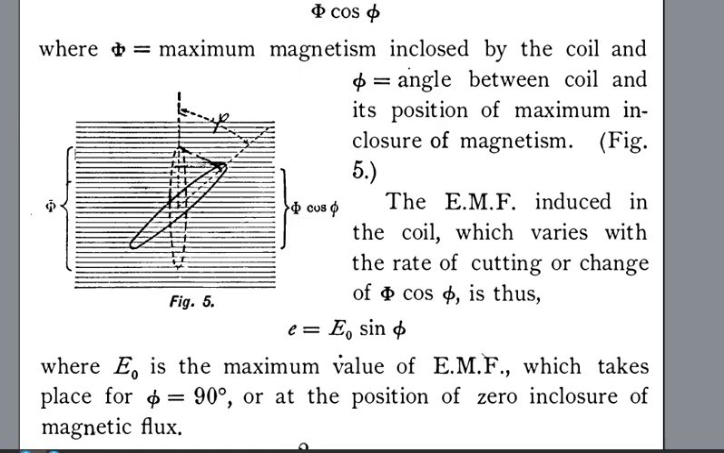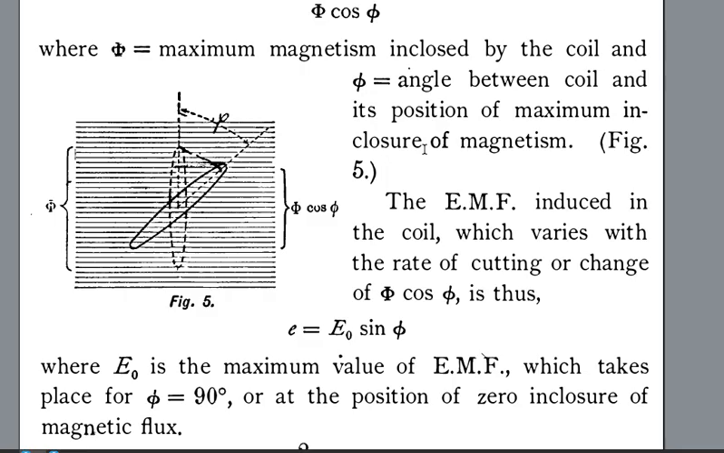If a coil revolves with uniform velocity through a uniform magnetic field, the magnetism enclosed by the coil is expressed as phi multiplied by the cosine of phi, where phi represents the maximum magnetism enclosed by the coil, and phi represents the angle between the coil and its position of maximum enclosure of magnetism. Figure delta illustrates this concept.